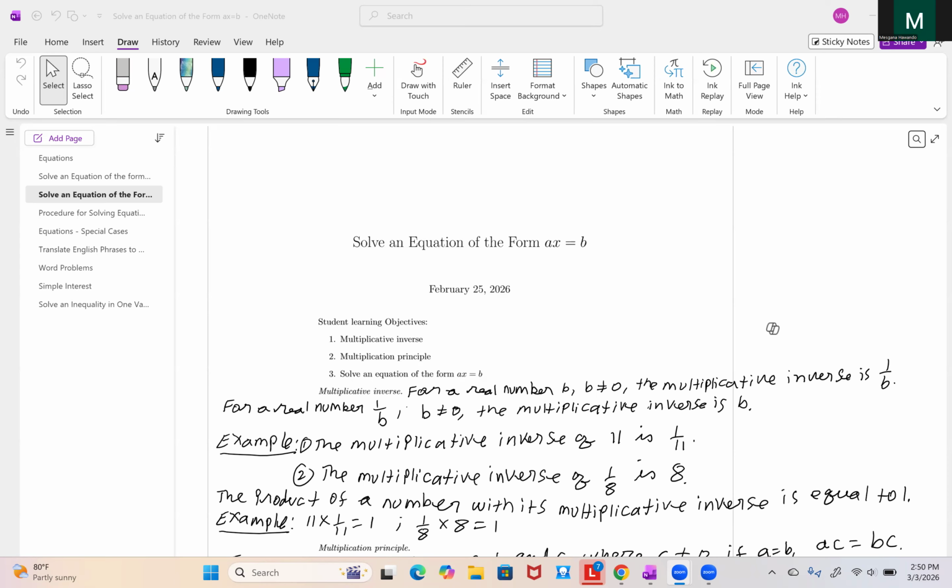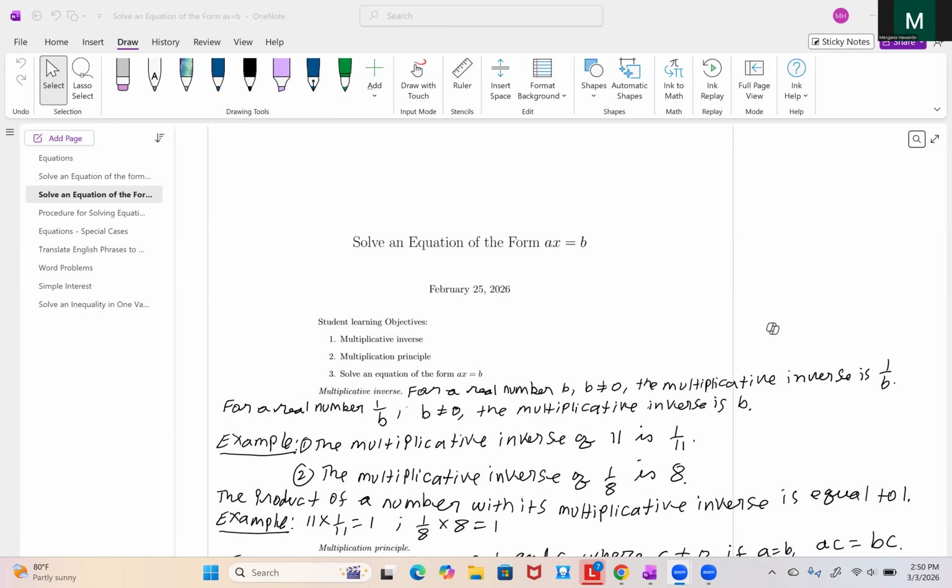Multiplicative inverse. For a real number b different from 0, the multiplicative inverse is 1 over b. For a real number 1 over b not equal to 0, the multiplicative inverse is b. Example: the multiplicative inverse of 11 is 1 over 11. The multiplicative inverse of 1 over 8 is 8.